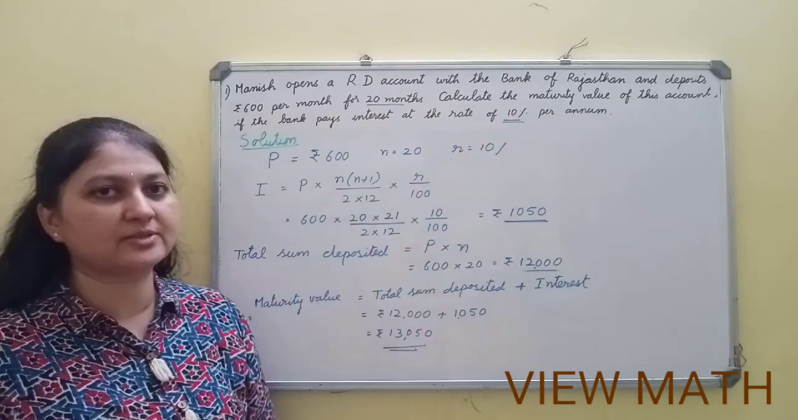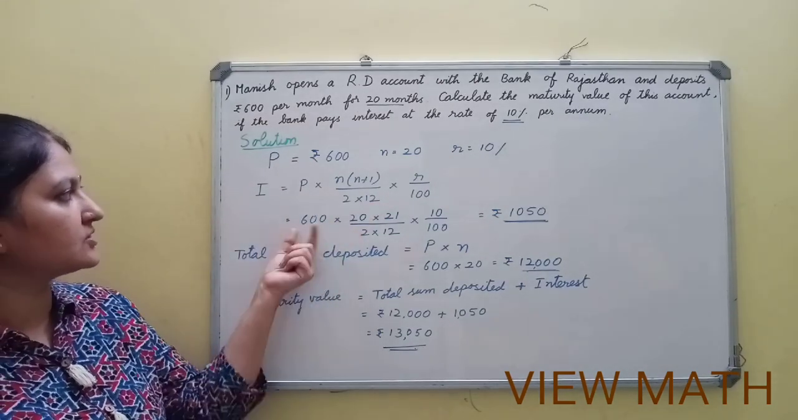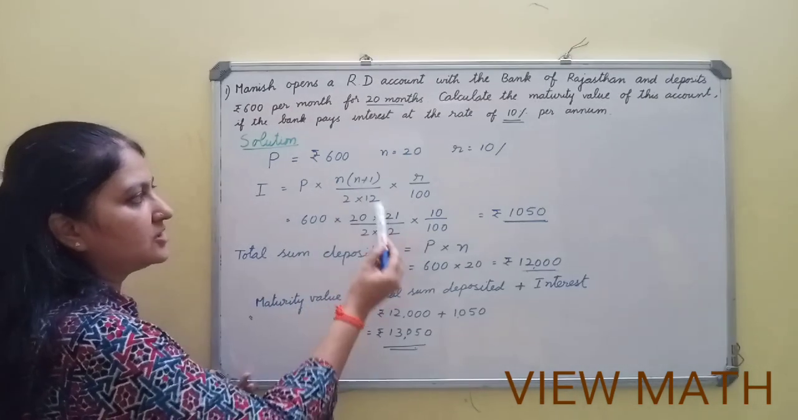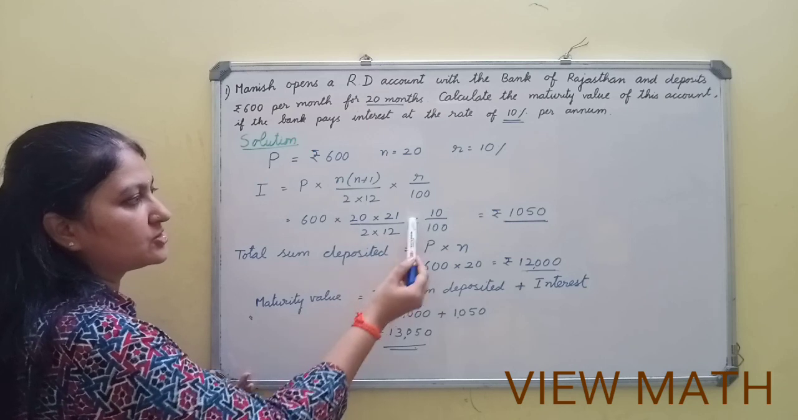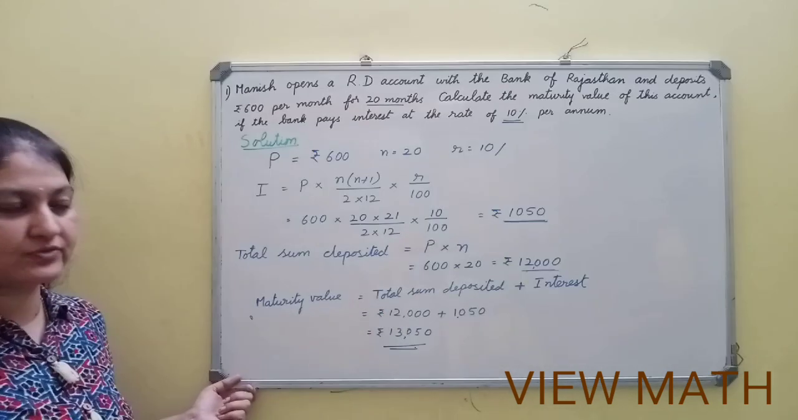So you can see P is equal to rupees 600, N is equal to number of months 20, and R is given in the question, which is 10%. So first let me find out the interest using the formula. So substitute the values. P is equal to 600, N is 20, N plus 1, 21, divided by 2 into 12 into 10 by 100. Simplify this, you'll be getting 1,050.